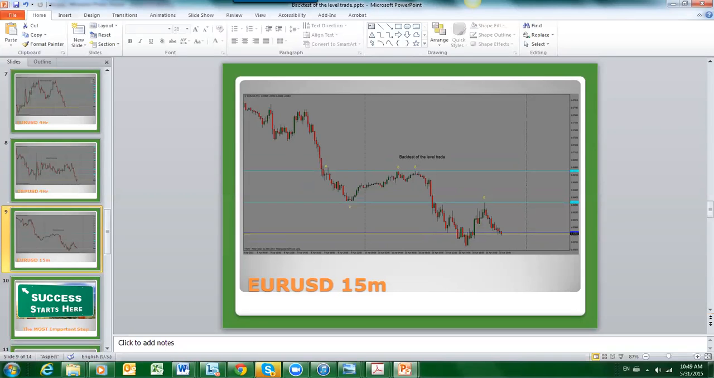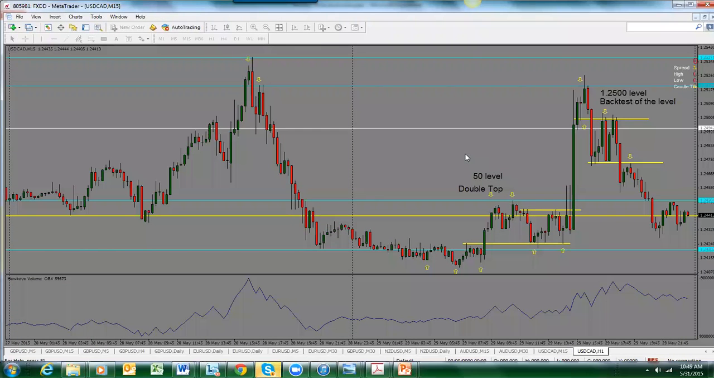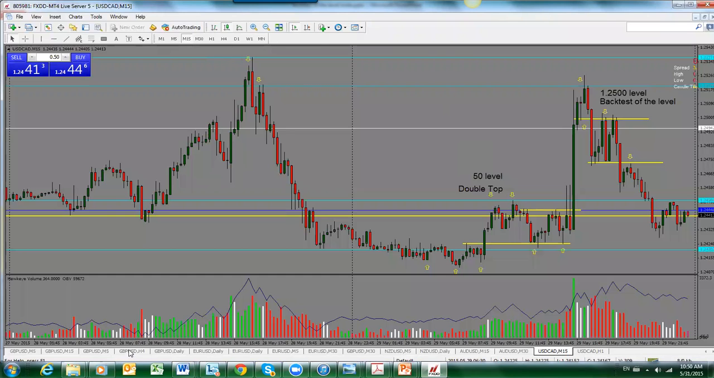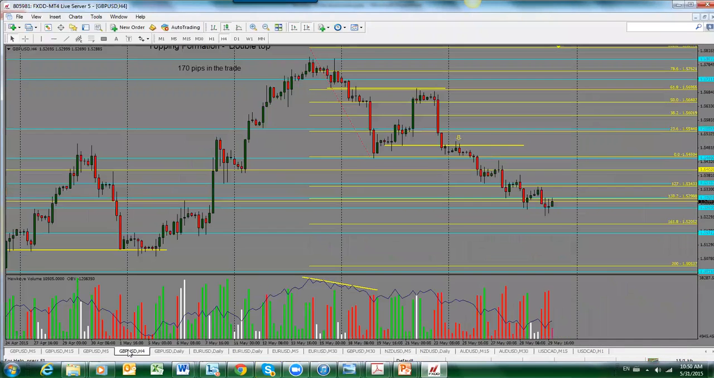Okay, so now let's go take a look at some real charts before we move on. So far, any questions or comments or anything to add? Anything perhaps I could explain more about this? All right, so if not, let's take a look at some charts here.